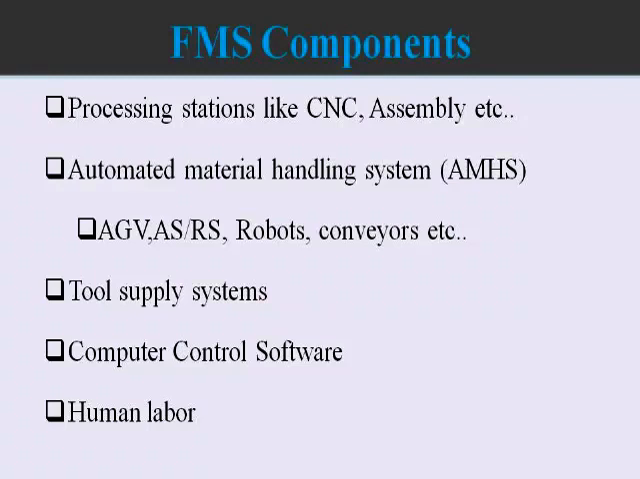And all the machines must be connected by means of automated material handling systems. Maybe different kinds of automatic conveyors, robots, AGVs, or sometimes ASRS, automated storage and retrieval systems. They are all used as automated material handling systems in an FMS. And we need tool supply systems, computer control software, and human labor. There is a role for human beings to play in an FMS situation.